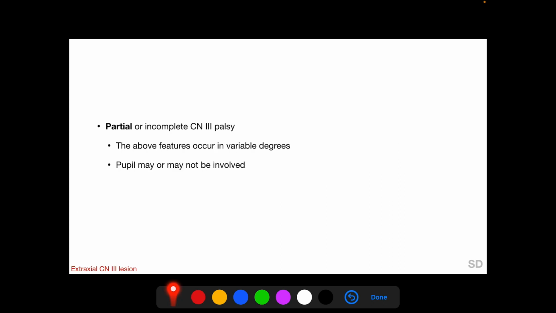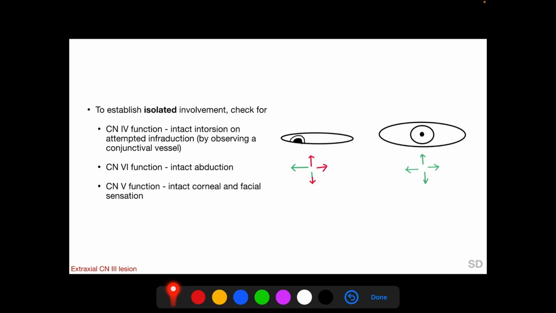In a partial or incomplete CN3 palsy, since only few of the muscles supplied by the third cranial nerve are involved, the above features occur to variable degrees, and the pupil may or may not be involved in a partial or incomplete CN3 palsy. In a patient presenting with a cranial nerve palsy, it is important to establish whether the nerve under study is the only cranial nerve to be involved or whether the other nearby cranial nerves are also involved. So in a patient with a third cranial nerve palsy, to establish that the third cranial nerve palsy is the only cranial nerve to be involved, we have to check for intactness of the function of the 4th cranial nerve, the 6th cranial nerve, and the 5th cranial nerve.